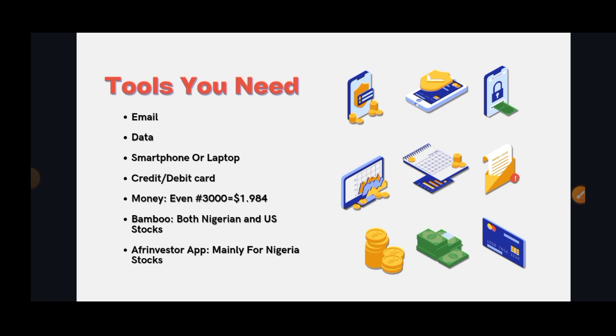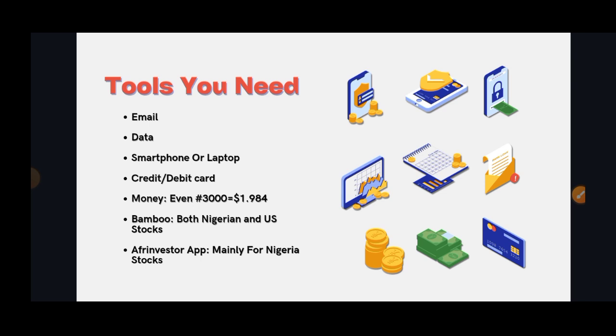You must have at least a credit or debit card. If you don't have a credit or debit card, fine, we will still show you. There are some of these apps that you can do bank transfer to fund the wallet and buy your shares, or you can even use something like Opay. AfriInvestor is very good at that. Money even as low as 3,000, you can kickstart this buying of shares.